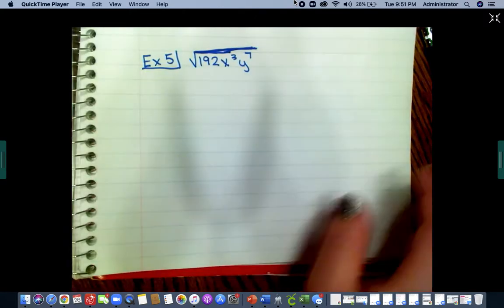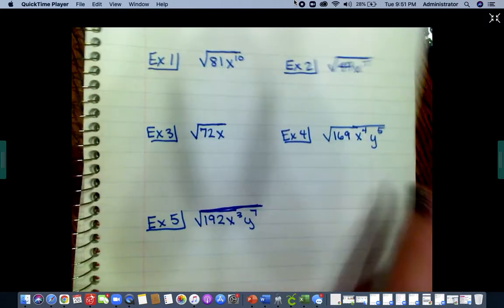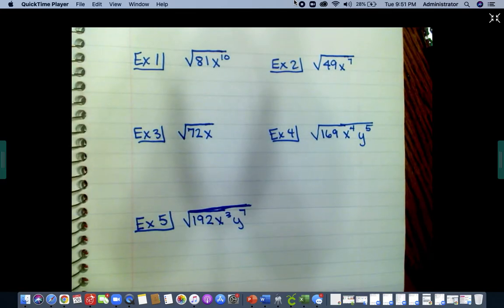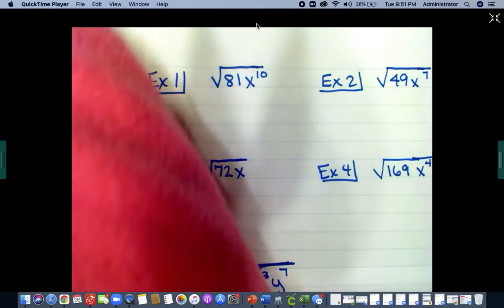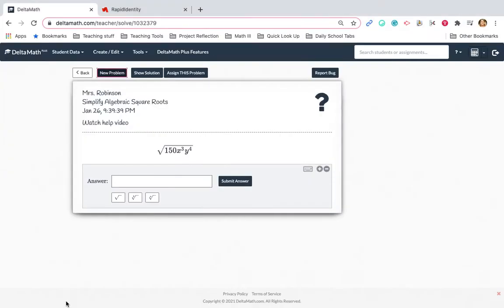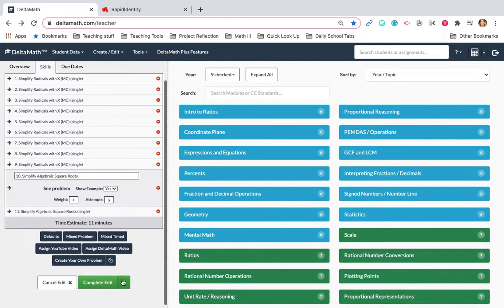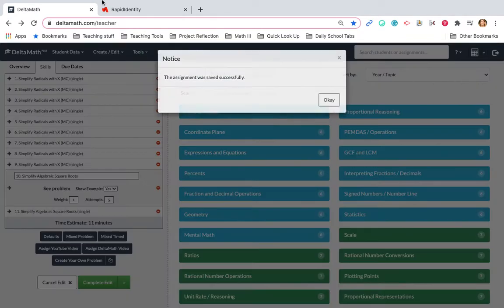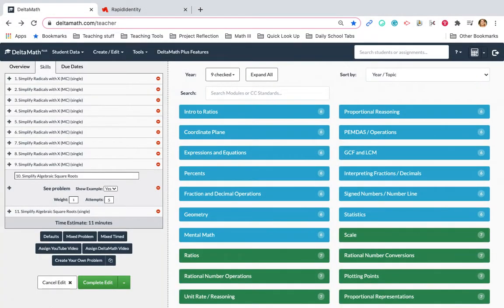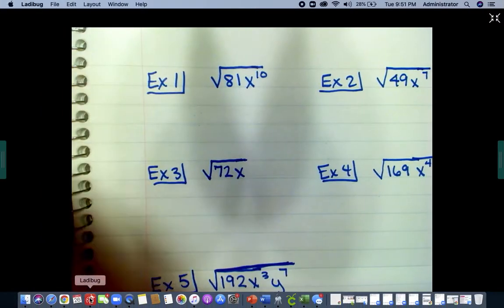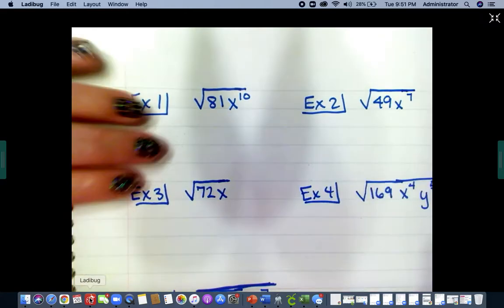So we're going to go ahead and work through 5 examples, and then you're going to do your Delta Math assignment independently. There are just 11 problems for you to practice today. All right, so on to this one.